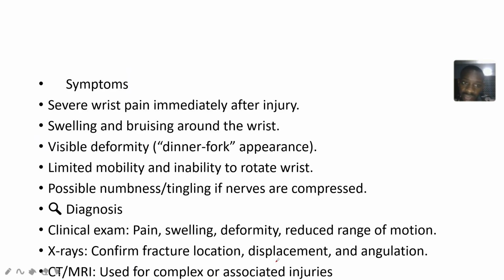So symptoms include a lot of pain around the wrist, swelling and bruising around the wrist, visible deformity, that's a dinner fork appearance, limited mobility and inability to rotate the wrist. You're not able to use that hand like you used to. Nerves could also be involved, where you have numbness and tingling.